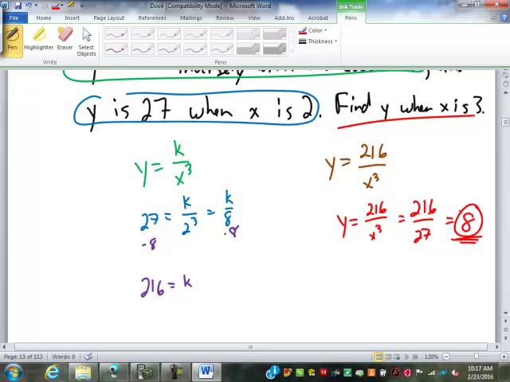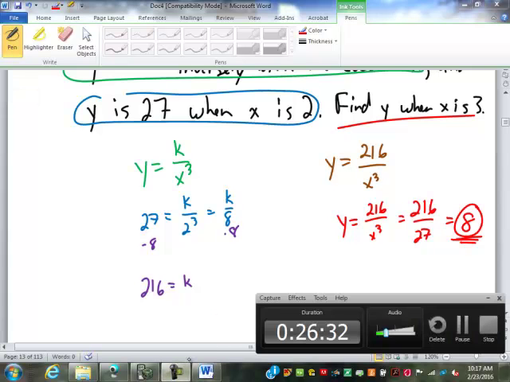Cool. We're going to pause here. We're going to take a break. We're going to come back in 10 minutes. So at about 10:27, and we'll finish this up.